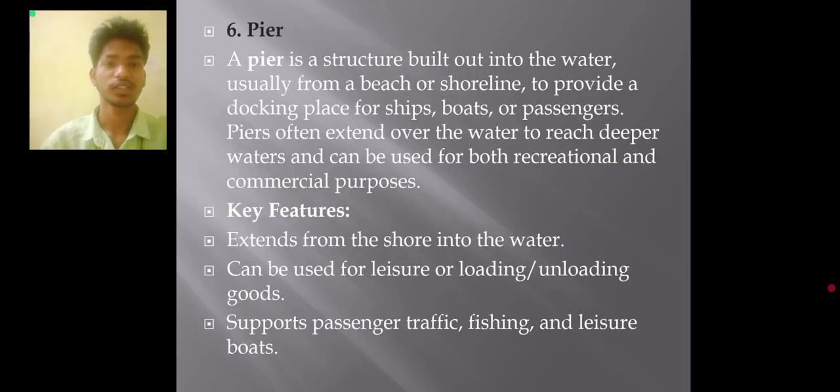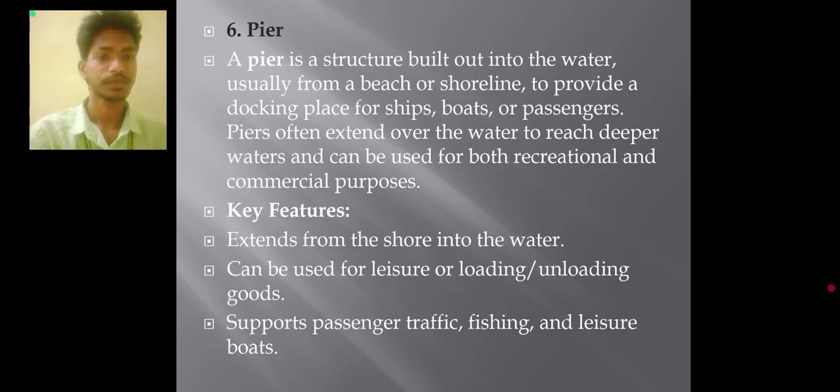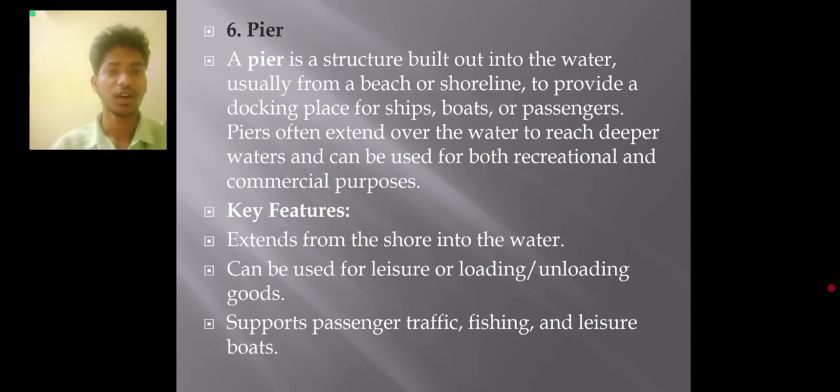Now we can see the sixth one, pier. A pier is a structure built out into the water, usually from a beach or a shoreline, to provide docking places for ships, boats, or passengers. That means it is a path for docks, where the docking places for ships, boats, or passengers are provided.